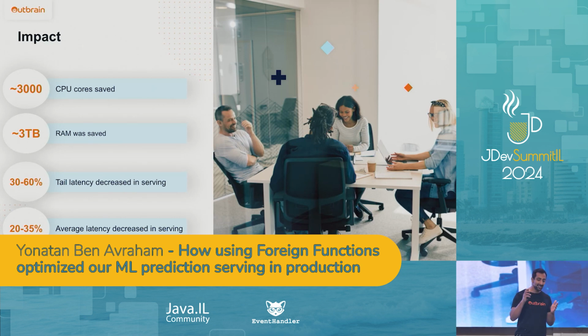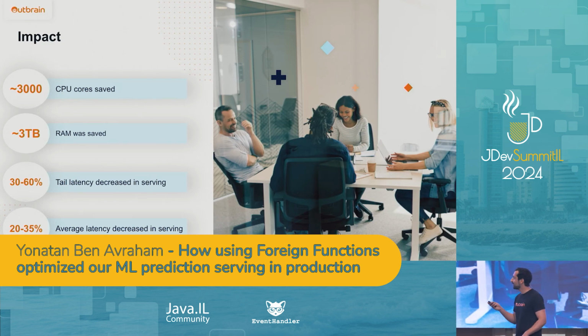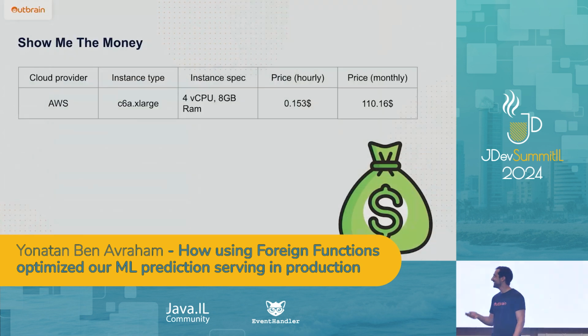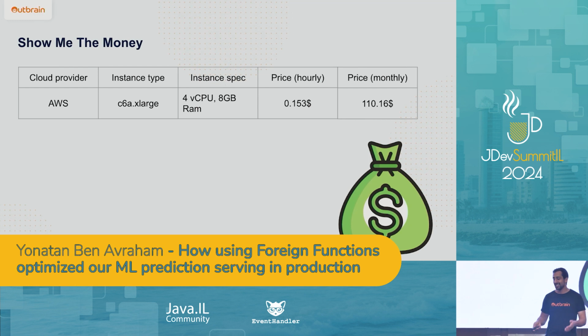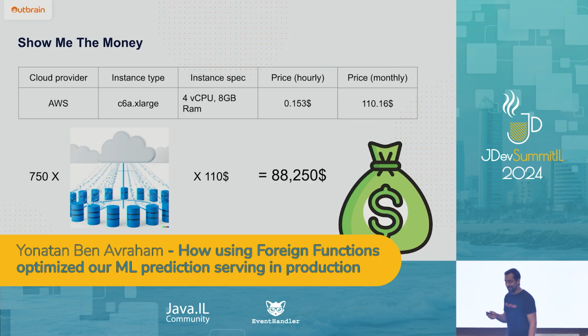And I know that those parameters can be a bit ambiguous, so I converted them to a parameter we all know and love, which is money. And we are not working with AWS. As I said, we have our own on-prem cloud, but I took the instances that are the closest to the one we were using, and this change alone saved us around 750 of those, multiplied by 110, which is the monthly cost, almost $90,000 a month, which is amazing.